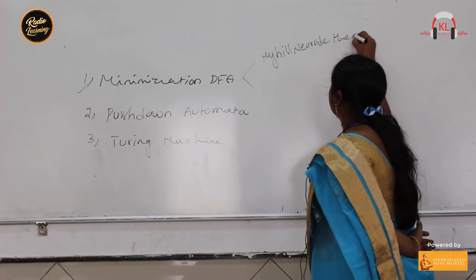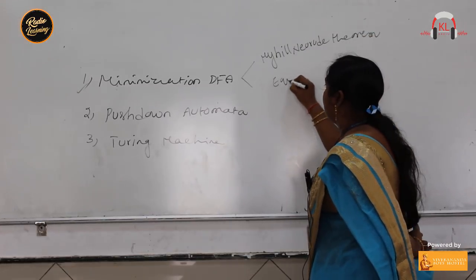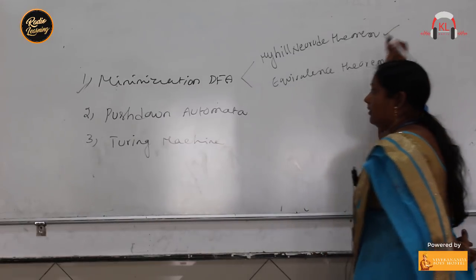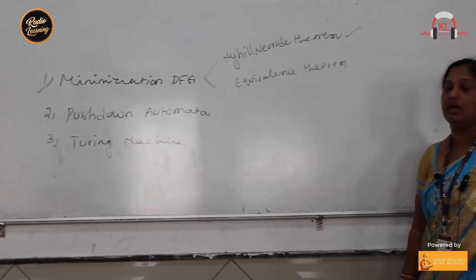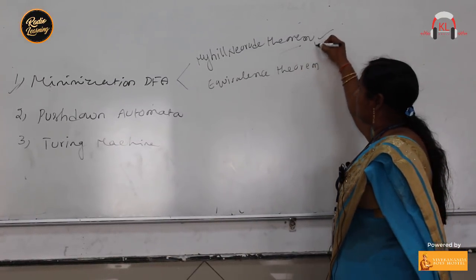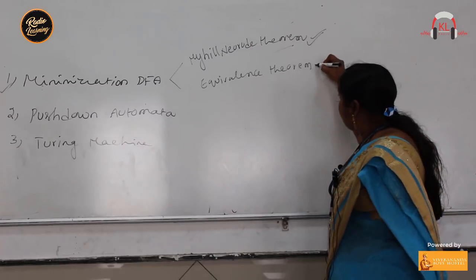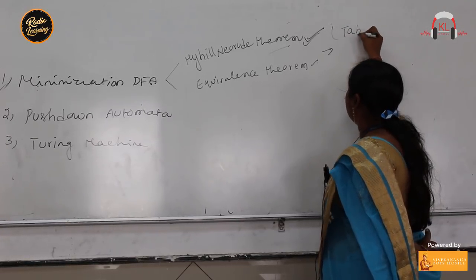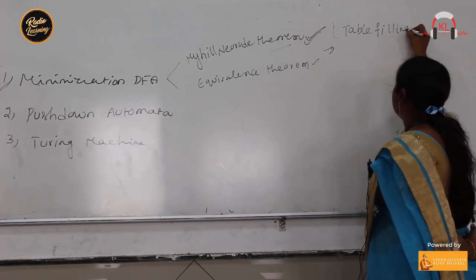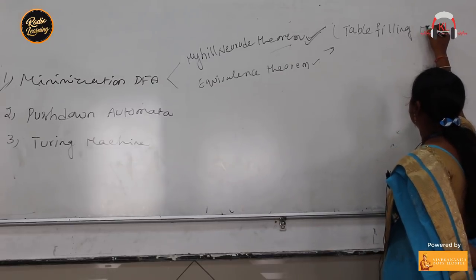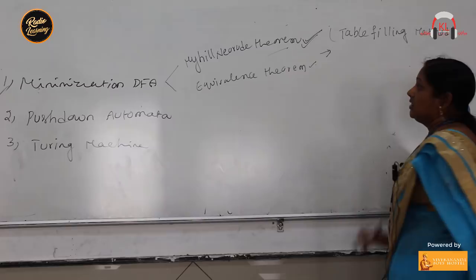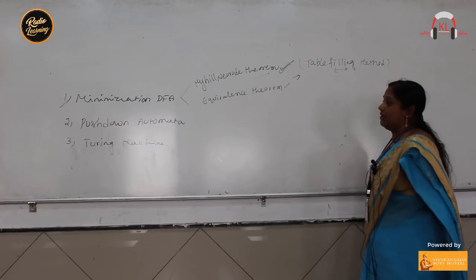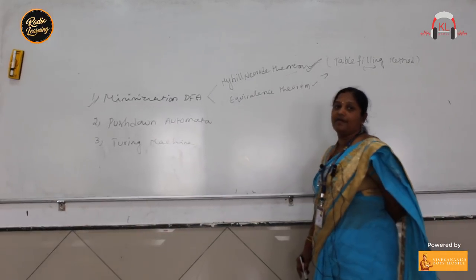The first theorem is the Myhill-Nerode theorem, and the second one is the equivalence theorem. We follow the Myhill-Nerode theorem for minimization of the given deterministic finite automata. Another name for the Myhill-Nerode theorem is the table filling method. The name itself says it: we represent the DFA in tabular form and fill in this table for the given deterministic finite automata.